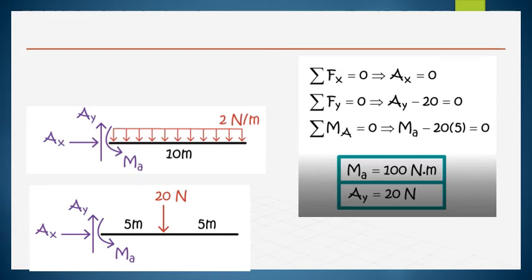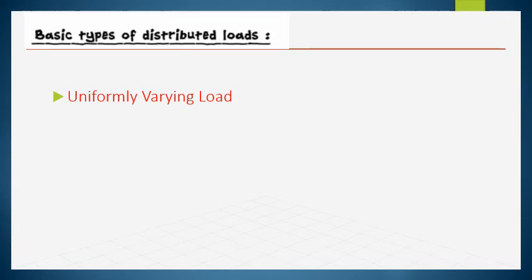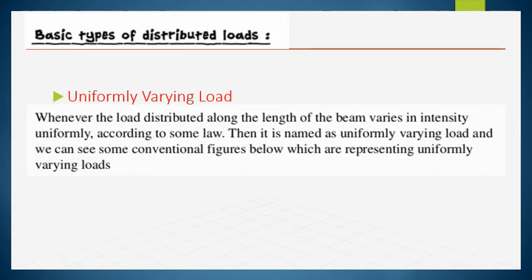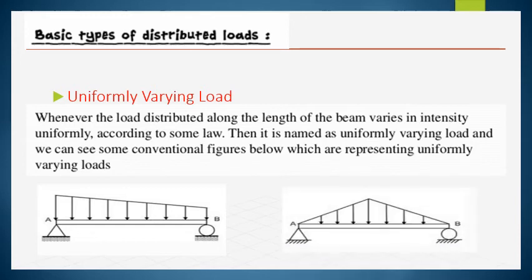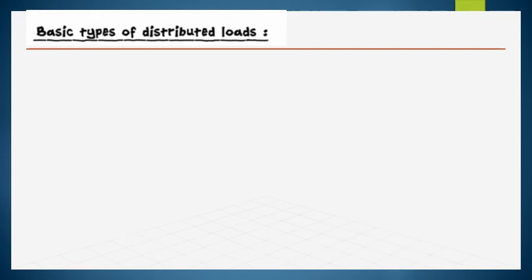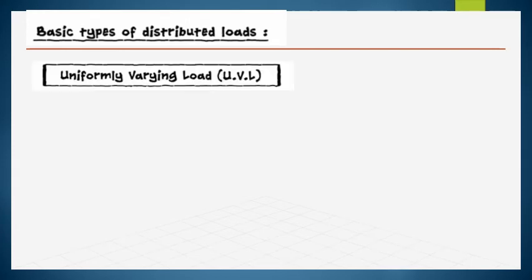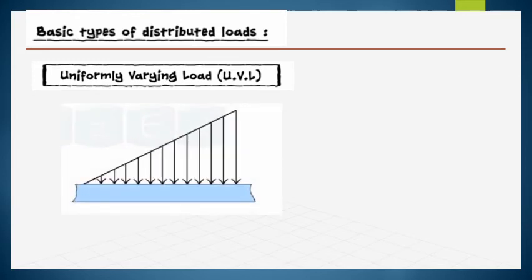Let's see the next type of distributed load, that is called the uniformly varying load, or UVL. If the intensity of the load varies uniformly, it is not constant. In case of the UDL, the intensity of the loading is constant throughout the length of the span, but here it varies uniformly, then it is called the uniformly varying load. That is named as UVL. See, the intensity of the loading varies uniformly from lower value to higher value.